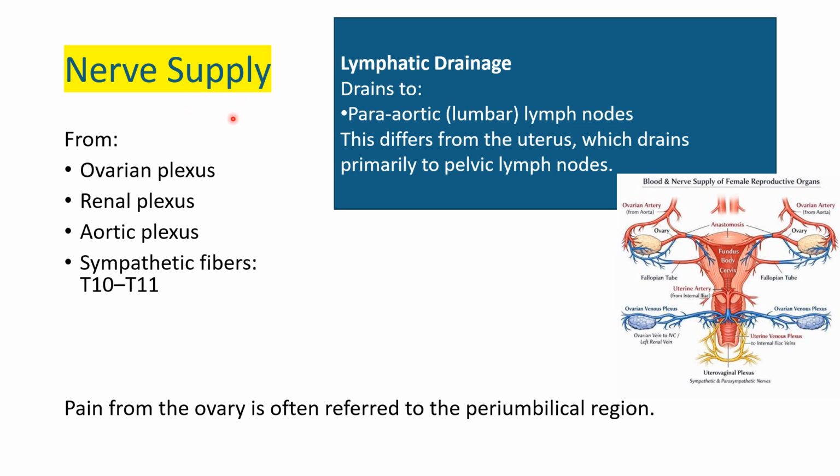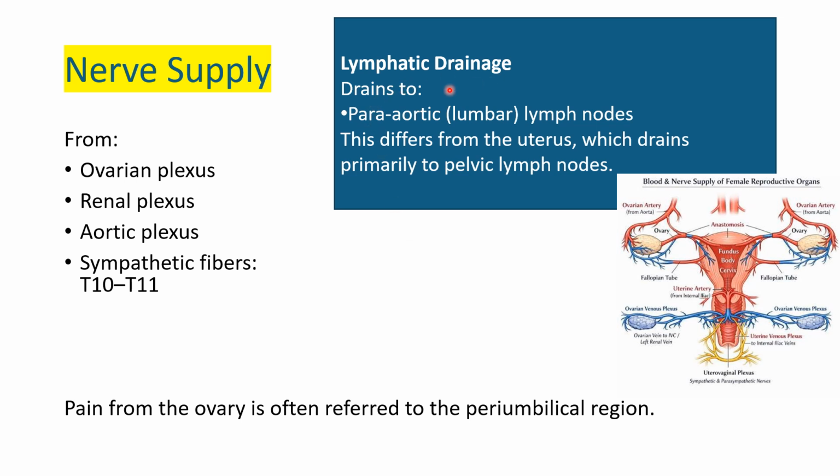So the nerve supply of the ovary is from the ovarian plexus, renal plexus, aortic plexus, and the sympathetic fibers T10 to T11. So this is the nerve supply of the ovaries. Pain from the ovary is often referred to the periumbilical region because of the lineage of the nerve supply. So that's the referred pain.